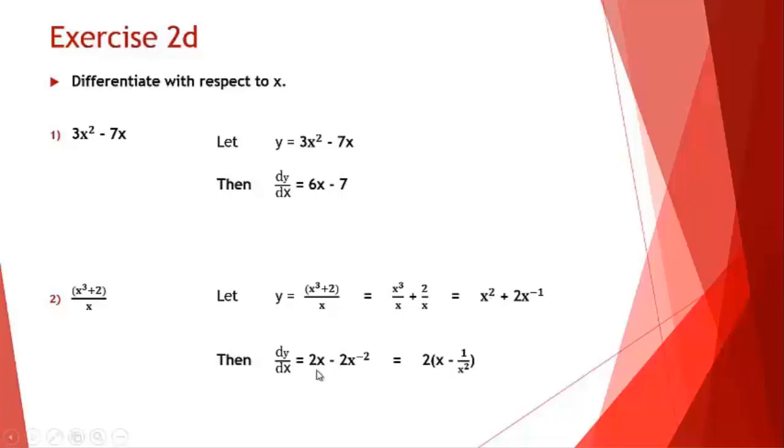So that's how we got 2x here. Similarly, negative 1 is multiplied with the 2, so we get negative 2, and 1 is taken away from the power, which gives us x to the power negative 2. So we get 2x take away 2x to the power negative 2. And 2 is common for both the terms, so we take 2 out of the brackets. So the answer is 2 bracket x take away 1 over x squared. So x to the power negative 2 can be written as 1 over x squared.